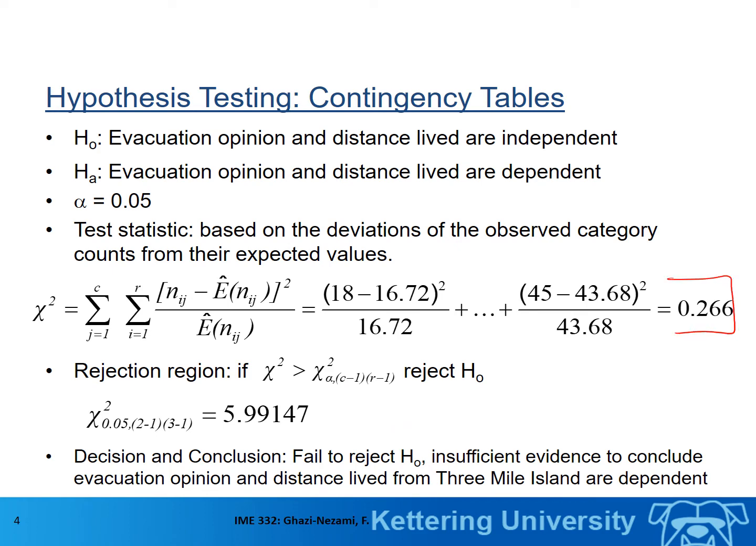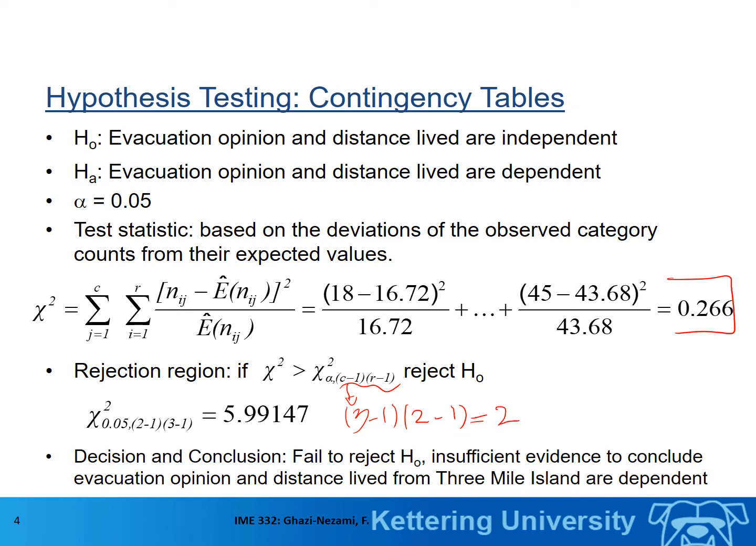So I need to compare this value with a critical threshold. The critical threshold was chi-square of alpha with the degrees of freedom (C-1) times (R-1). How many columns did we have? We have 3 columns because we have 3 levels of distance. 3 minus 1 times, how many rows did we have? We have 2 answers, yes or no. So it's 2 minus 1. As a result, the degree of freedom will be equal to 2.